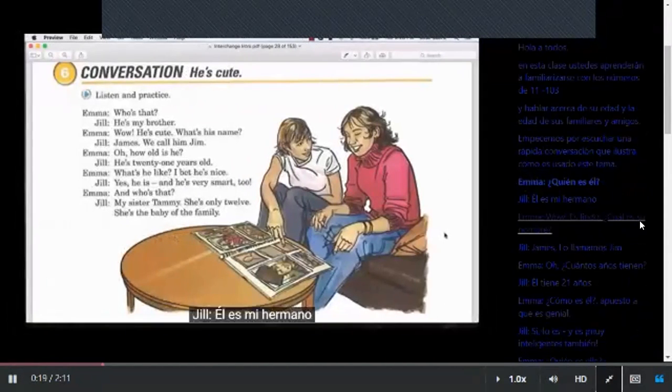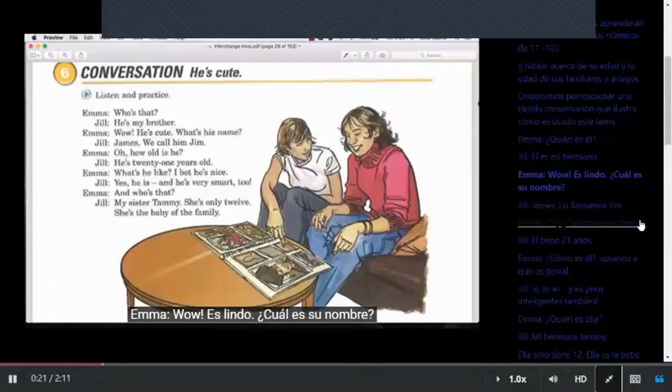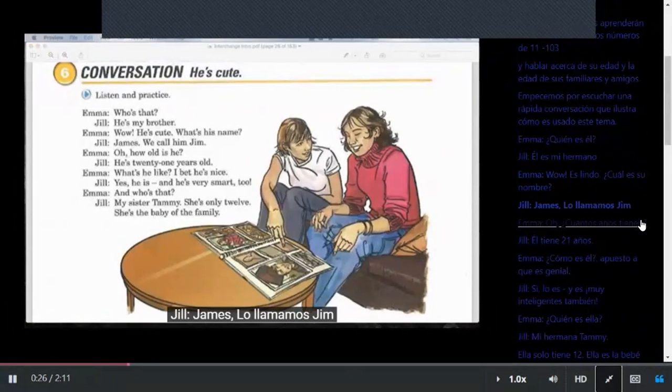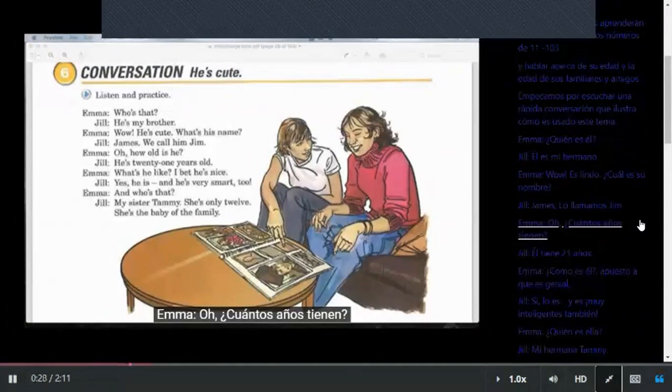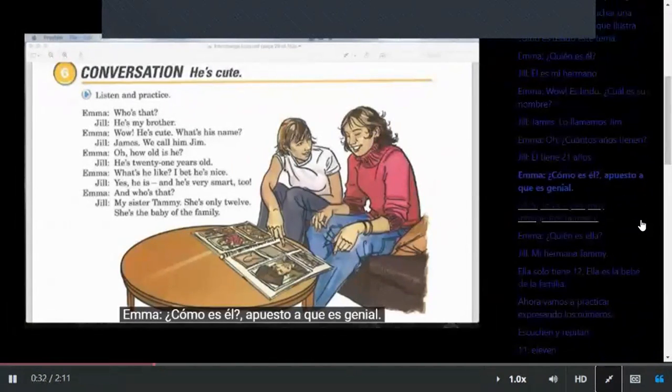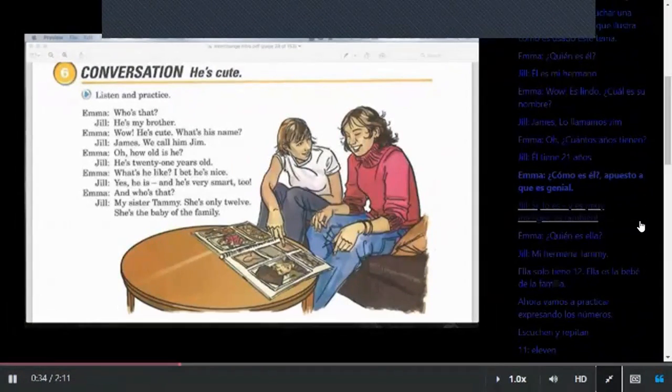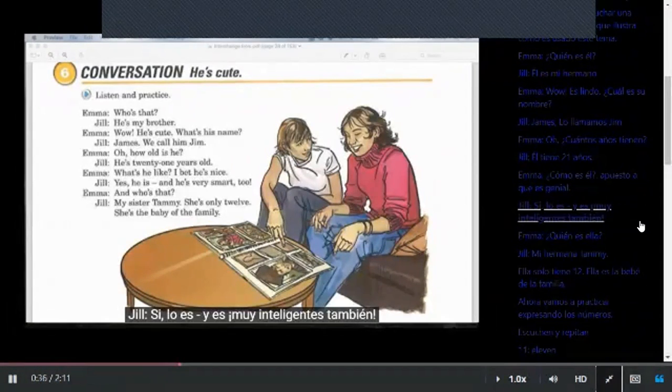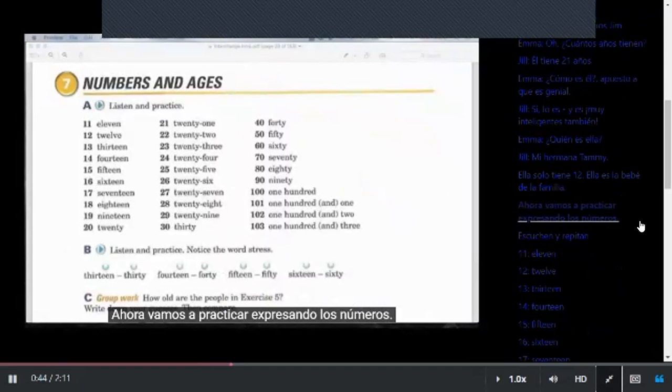Who's that? He's my brother. Wow, he's cute. What's his name? James. We call him Jim. Oh, how old is he? He's 21 years old. What's he like? I bet he's nice. Yes, he is. And he's very smart, too. And who's that? My sister Tammy. She's only 12.